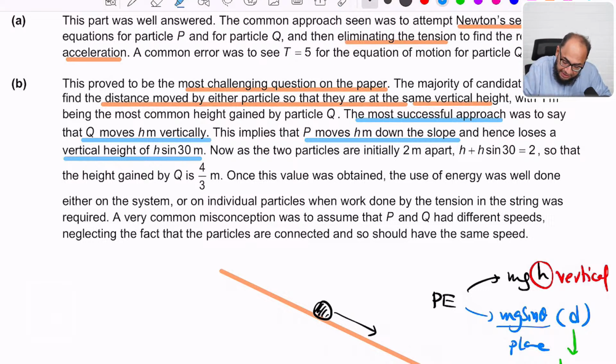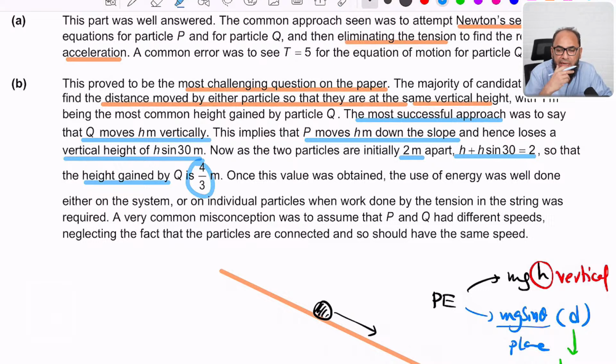Now, as the two particles are initially 2 meters apart, h plus h sine 30 is 2, so that the height gained is 4 over 3. I have done it a little bit more trigonometric way. They have not shown any diagram, so the way that I've explained makes life much easier. But I'll just read your comment in a while. Just let me finish this.